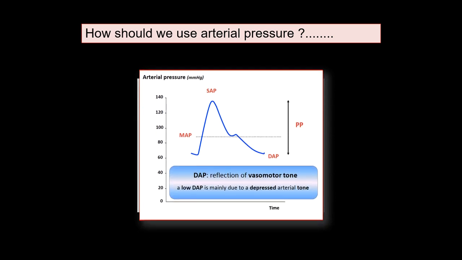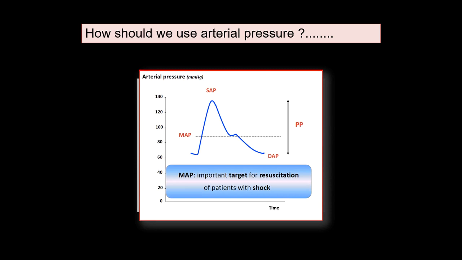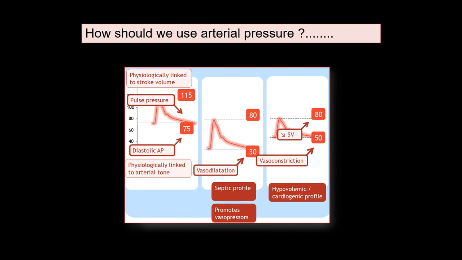Diastolic arterial pressure is a reflection of vasomotor tone. A low diastolic arterial pressure is mainly due to a depressed arterial tone in the system. Mean arterial pressure is an important target for resuscitation of the patient with shock. So look at what is happening. Physiologically, stroke volume is indicated by the pulse pressure. Diastolic arterial pressure is physiologically linked to the arterial tone.